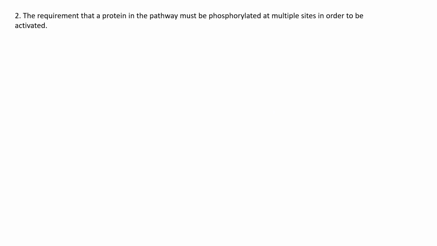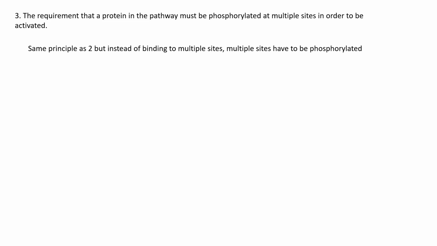Requirement 3: a protein in a pathway must be phosphorylated at multiple sites in order to be activated. Same principles as 2, but instead of binding to multiple sites, it has to be phosphorylated. This is the same requirement as the one we had previously. For example, you have a kinase activated upstream, and that kinase must phosphorylate its target. But for the target to be activated, it must be phosphorylated at maybe 2 or 3 different sites, or 4. Each different site is a single substrate for that kinase.